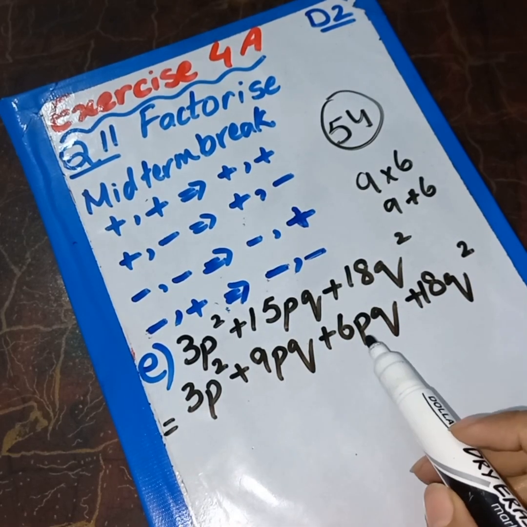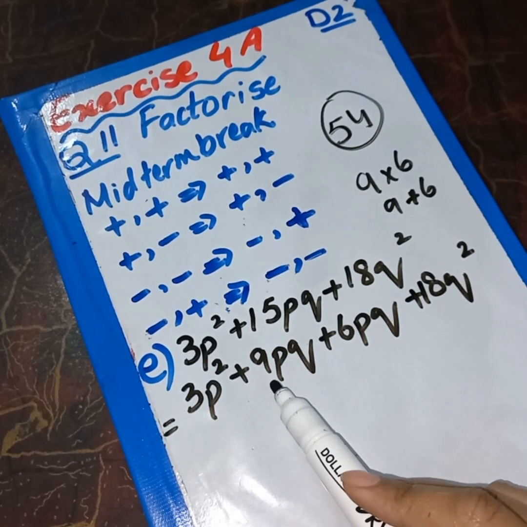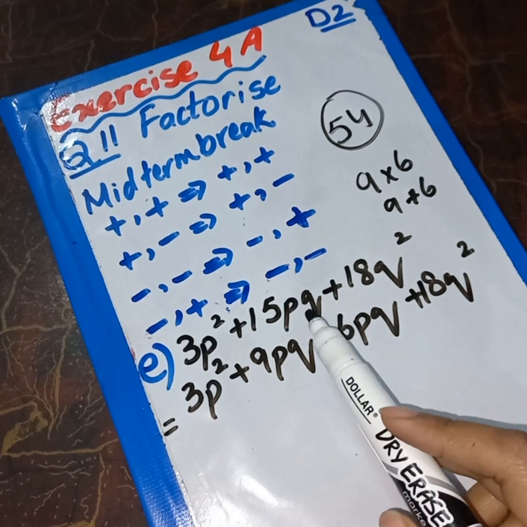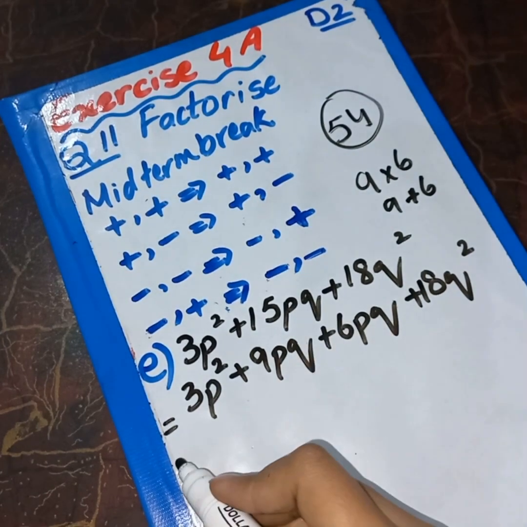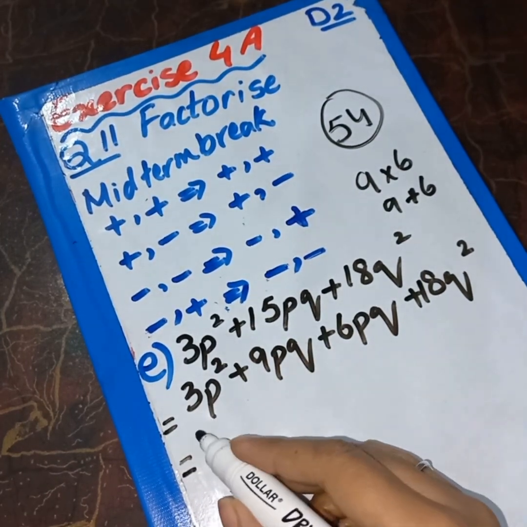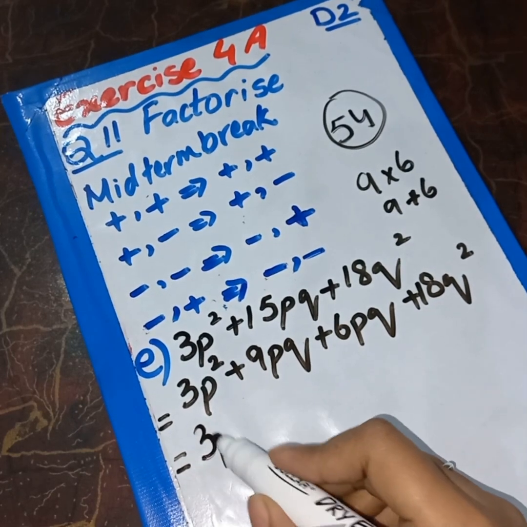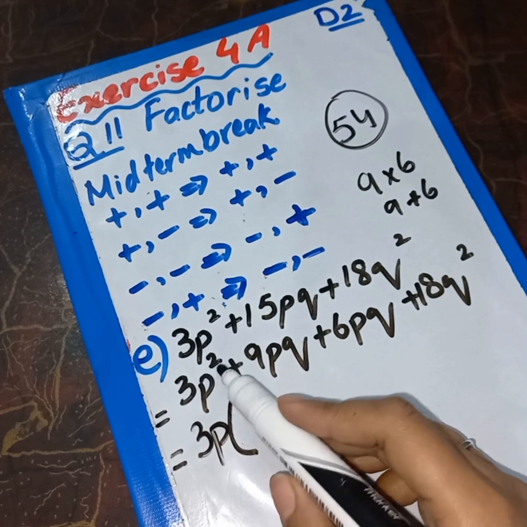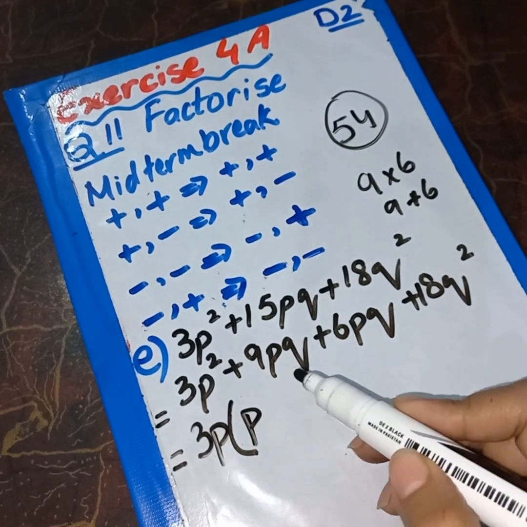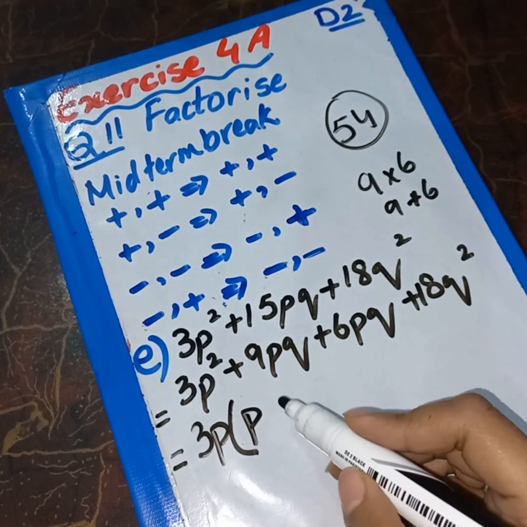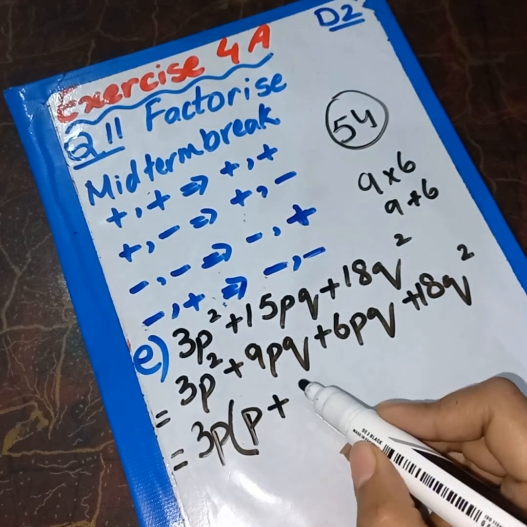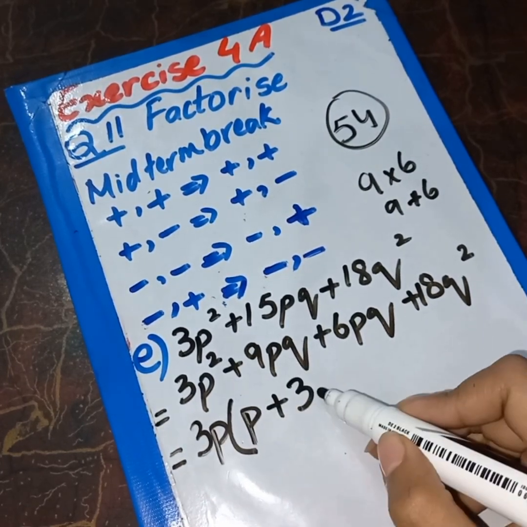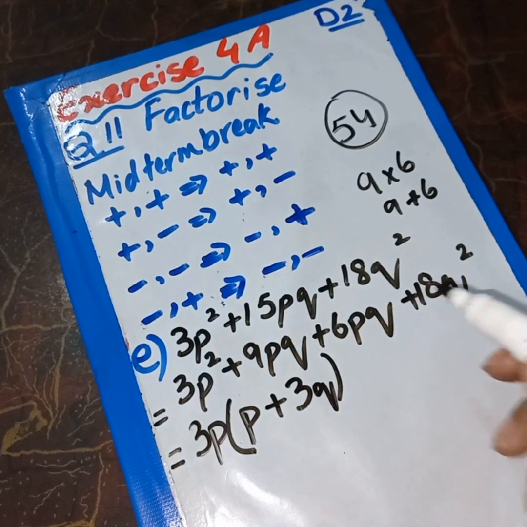Because I'm splitting the middle term, 15 will be written as 9pq plus 6pq with the same variable. Now let's factorize it. 3 is the common coefficient and the common variable is p. Here I need 3p square. From this 3p square, 3p is already outside, p will come down inside the bracket. Then 3 threes are 9, p is outside, I will write q with it.